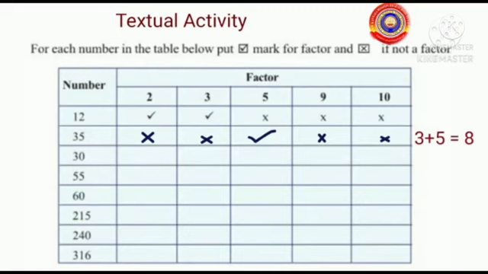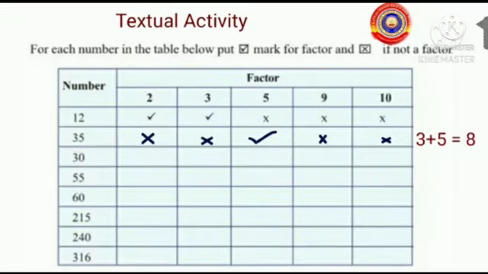Next, we have to find the digital root of 35. That is 3 plus 5 equals 8. 8 is not a multiple of 3 and 9. So, 3 and 9 are not the factors of 35.